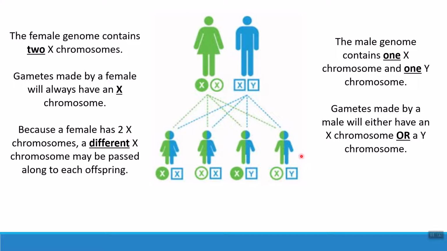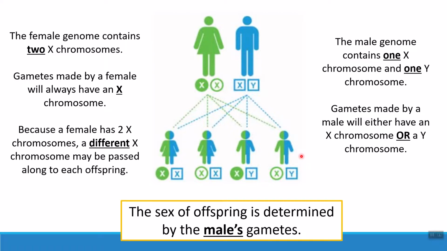Remember, when we're talking about sex determination, it all comes down to the male gametes. Is the male giving an X? That would lead to the development of a daughter. Is the male giving a Y? That would lead to the development of a son. Because mom always gives an X chromosome, whether it's her first X or her second X. That's the only kind of sex chromosome she can pass along.